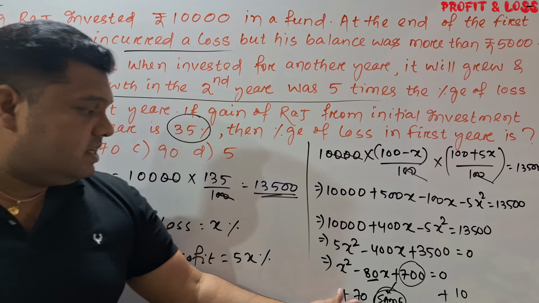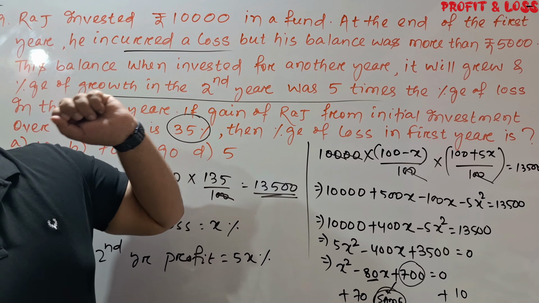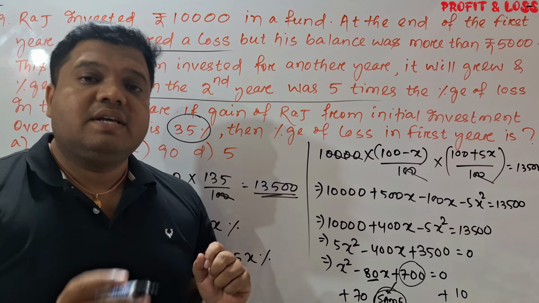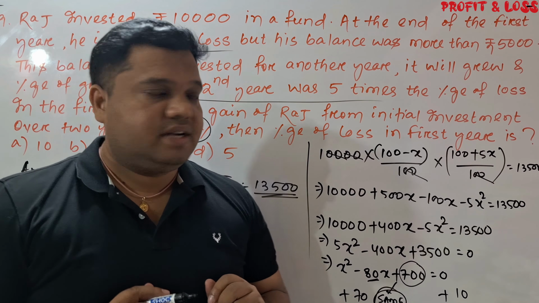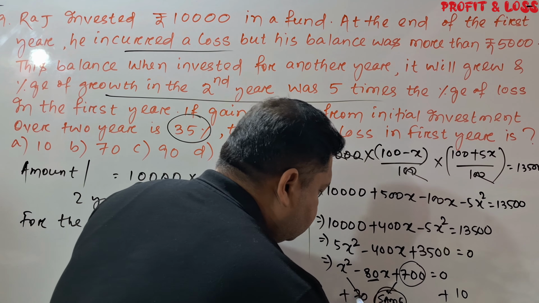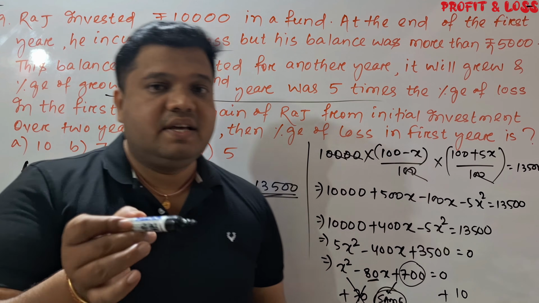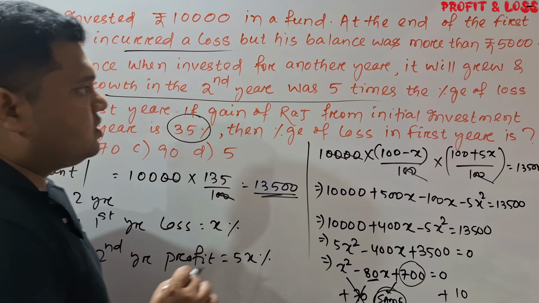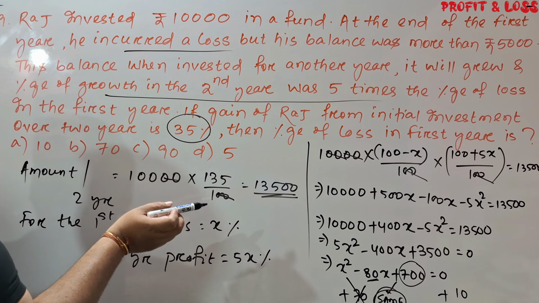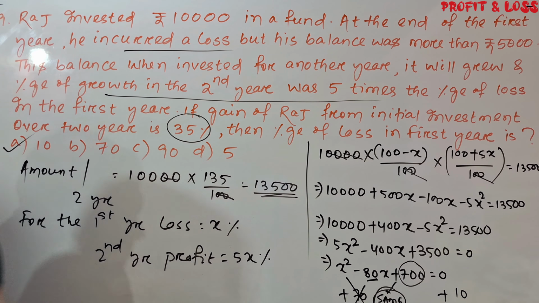Achha, if I consider loss is 70%, initial investment 10,000, loss 70%, then the balance remaining is 3,000. But here the balance is more than 5,000. So this is not possible. Similarly, if I consider 10, I mean loss is 10%, the remaining balance is 9,000. Possible. The answer is 10. X is equal to 10. Option A is correct. Check this answer. Easy one.